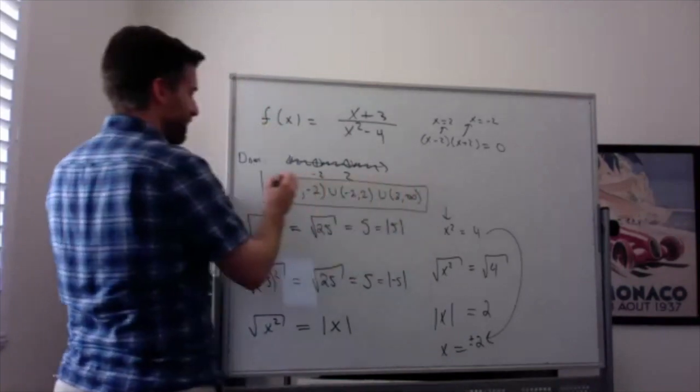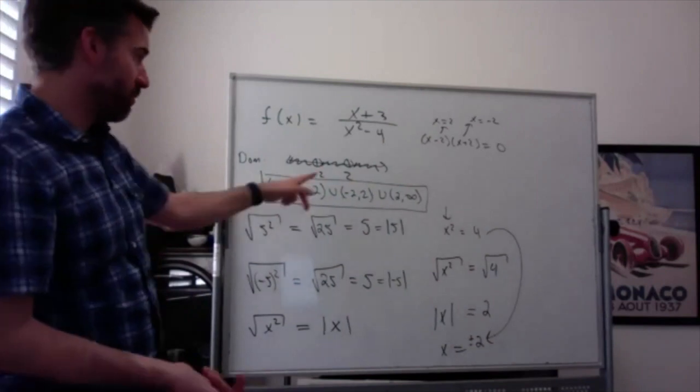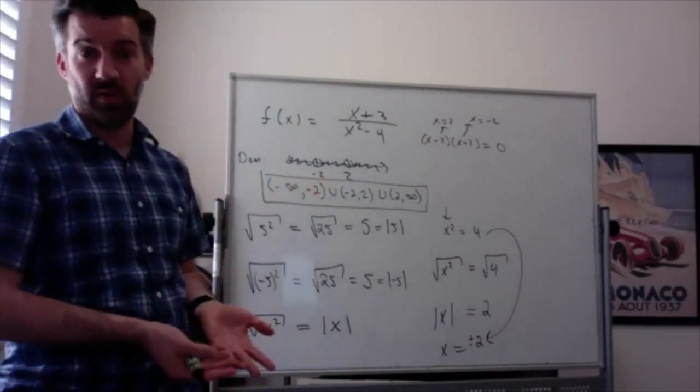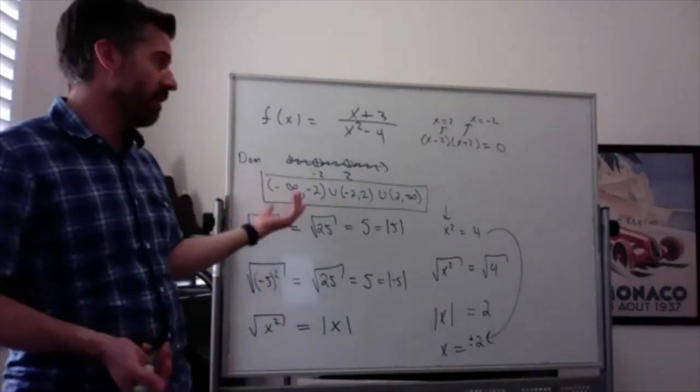We always use parentheses for infinities because we don't include infinity, because it's not a real number. And we're using parentheses on the 2 and negative 2 because we don't want to include them, since we are specifically trying to exclude them. So that's how you would write the domain of this function.